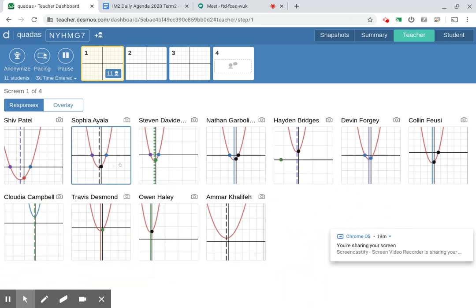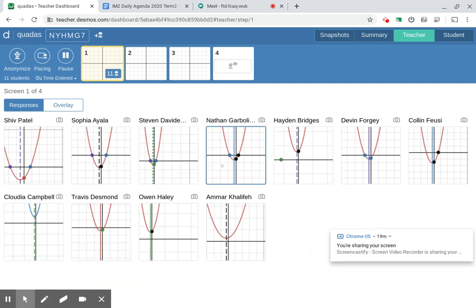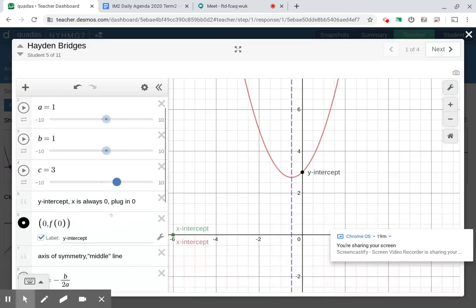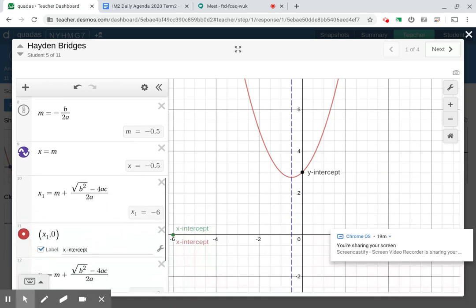All right, let me make sure everybody's good. Steven looks good. Nathan looks good. Nathan, go ahead and make your axis of symmetry dashed. And let's see, Hayden.